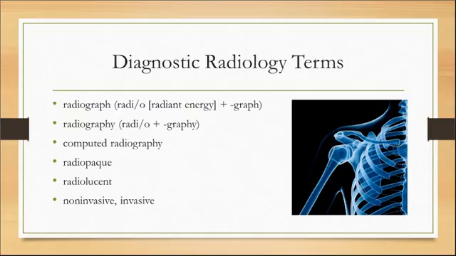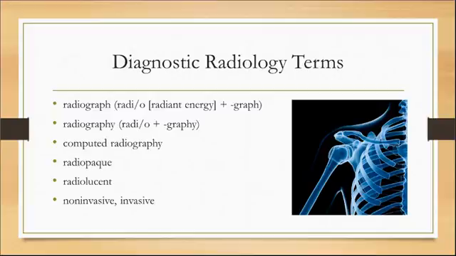Next are some diagnostic radiology terms. So here we see the breakdown of the word radiograph, and you can see that radi, with that combining vowel O, that root means radiant energy. And when we add the word graph behind it, we're talking about a picture. And then we can see radiography broken into its parts as well. The one in particular I want you to focus on for your quiz is computed radiography. In computed radiography, the image data is actually digitized and immediately displayed on a monitor, or it can also be recorded on film.